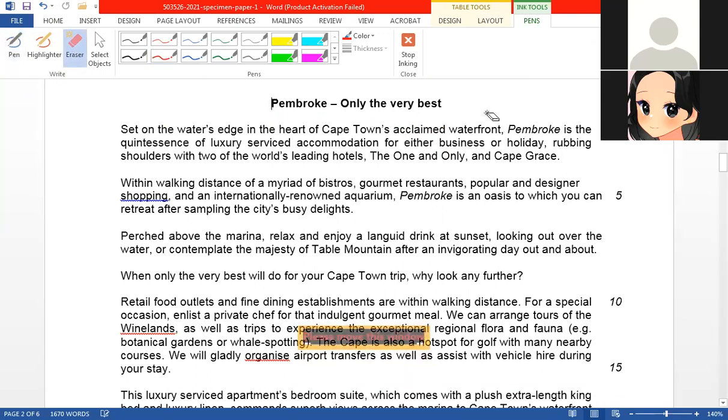What is very best? Is it a comparative degree or a superlative degree? Best. What is it? It's a superlative degree. Yes, Motasam. Excellent. It's a superlative degree. Very good.